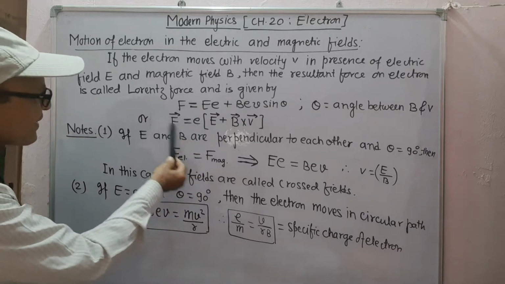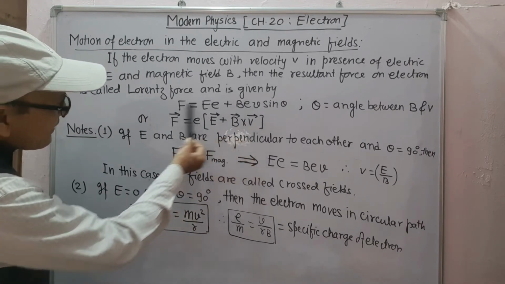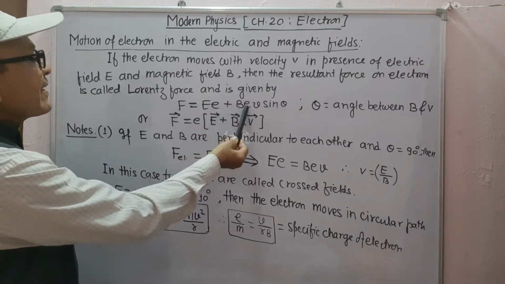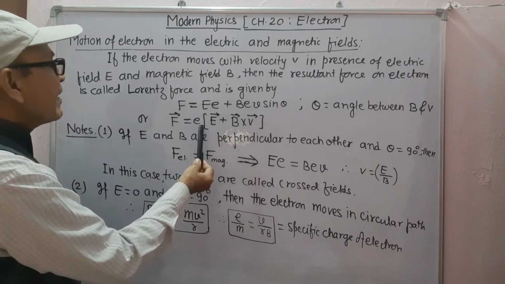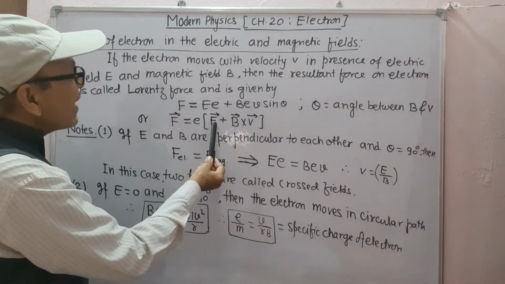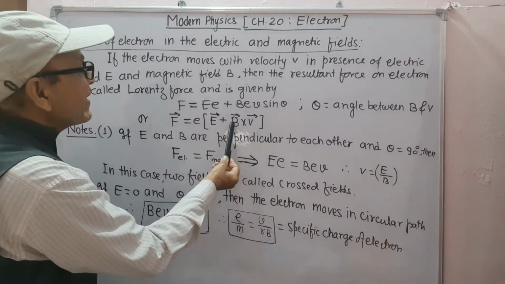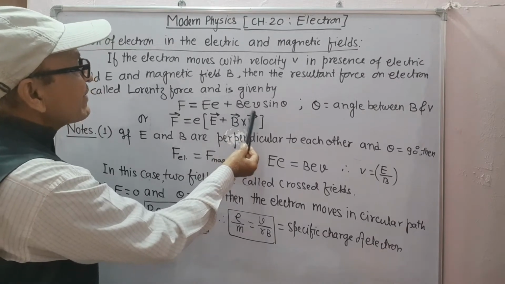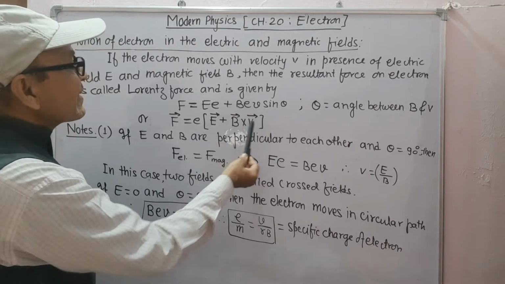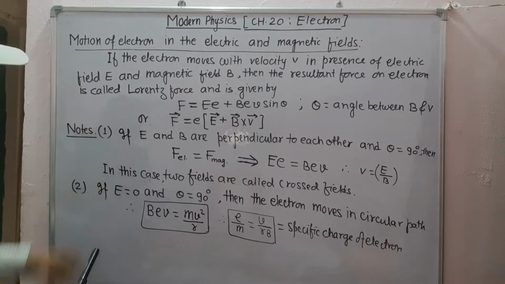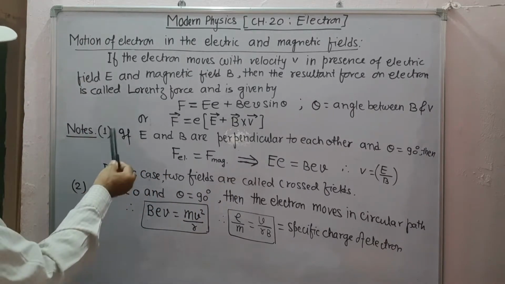And in vector notation, this can be written as F vector equals e, which is a scalar common to both, times electric field vector E plus velocity vector v cross magnetic field vector B. Now we take some notes related to this.